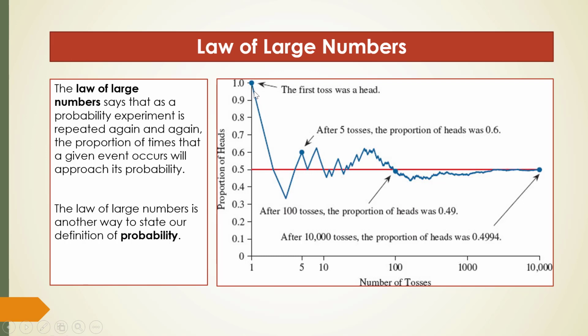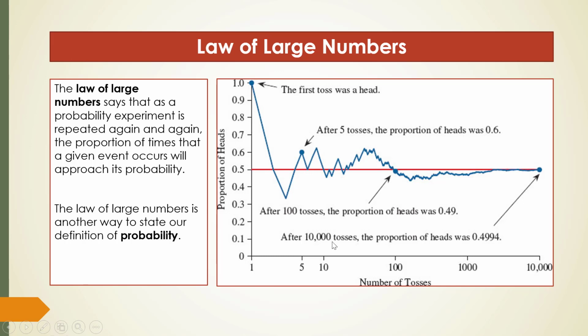So you see that right after the first toss, we got one head out of one toss. So the proportion of heads is 1. After 5 tosses, the proportion of heads was 0.6. That means we got 3 heads and 2 tails. And we repeat the experiment. After 100 tosses, the proportion of heads was 0.49. That means we have 49 heads and 51 tails.